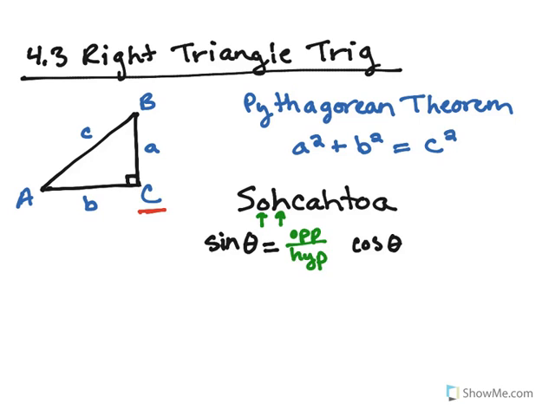Cosine is the CAH part of SOHCAHTOA, and the A and the H stand for adjacent over hypotenuse. The TOA part gives us tangent. Tangent is opposite over adjacent.